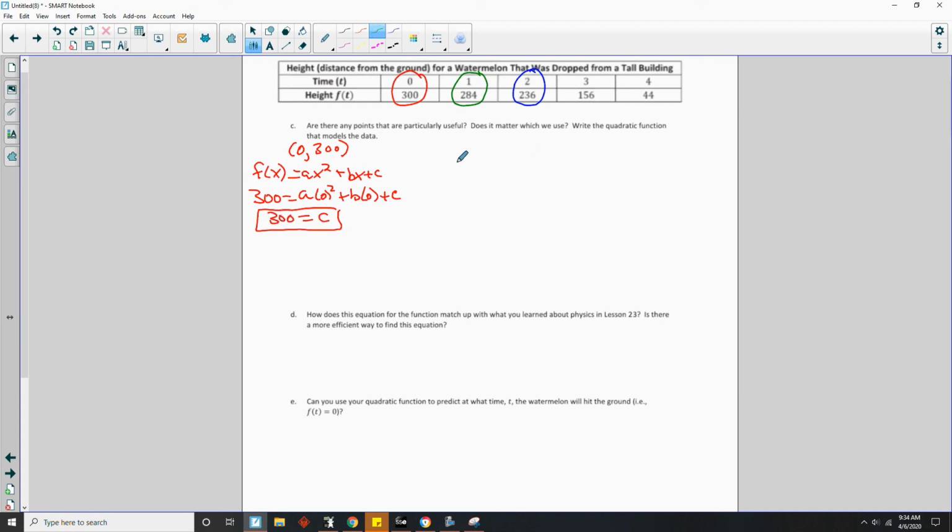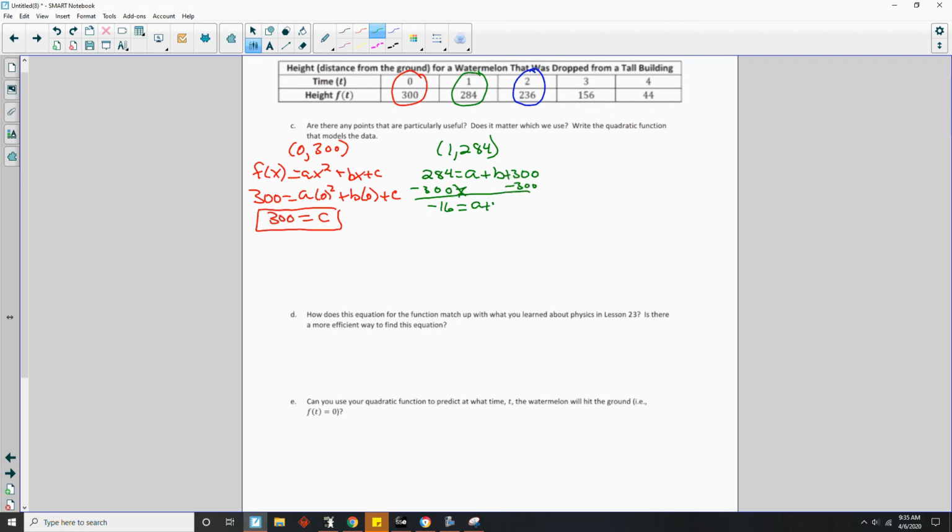And so anyhow, when I use the point 1 comma 284 in my quadratic formula here, f of x is 284, and that equals a times 1 squared, which is 1, a times 1 is a, plus b times 1, which is b, plus 300. So just using 1 makes it really easy to work with. And so then when I subtract 300 from both sides, we get an equation in the form of a plus b equals something. I get negative 16 equals a plus b.